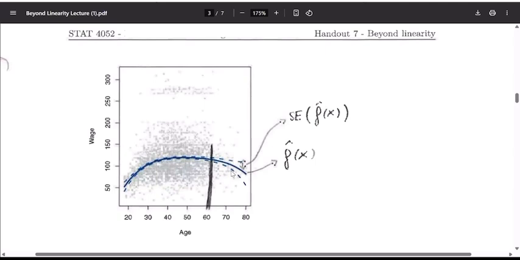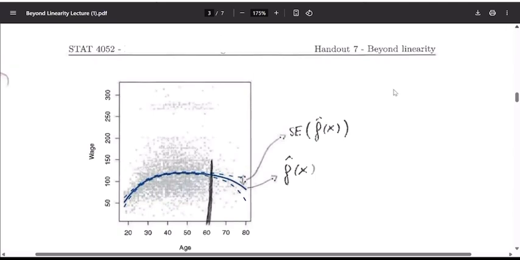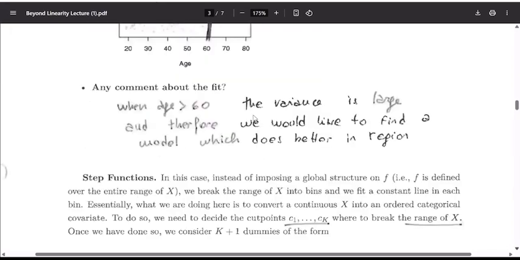I'm using a polynomial of degree 4. Now, using a higher degree polynomial like degree 4, of course, you're going to see there's going to be an erratic behavior at the edge of the data. Take a look at that. And that was why I wrote this comment: when age is greater than 60, the variance is large. When the variance is large, that will lead to overfitting. High variance will lead to overfitting.